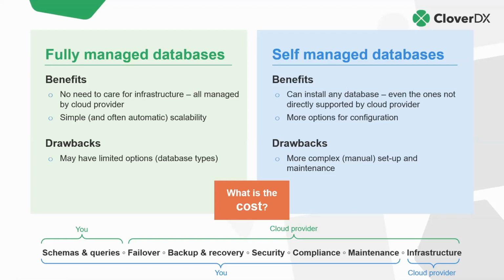So you do your schemas, queries, and whatever you need to take advantage of your database. And everything that's kind of lower level, like failover, backup, security, and all of that, is managed by the cloud provider, and you don't see that. When you do self-managed databases, you have to take care of everything except maybe for infrastructure, and they will maintain the actual physical servers, the network, and so on.